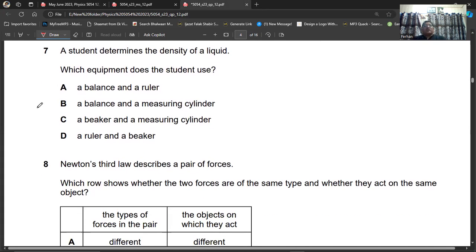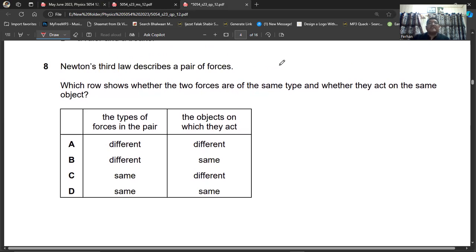Question number 7. A student determines the density of a liquid. Which equipment does the student use? If you want to measure the density of a liquid, we need two things: the mass of the liquid and the volume of the liquid. To measure the mass of the liquid, we need a balance, and to measure the volume of a liquid, we need a measuring cylinder. So a balance and a measuring cylinder are needed. I think B is the choice. Question number 7, B is the choice. Yes, that's true.